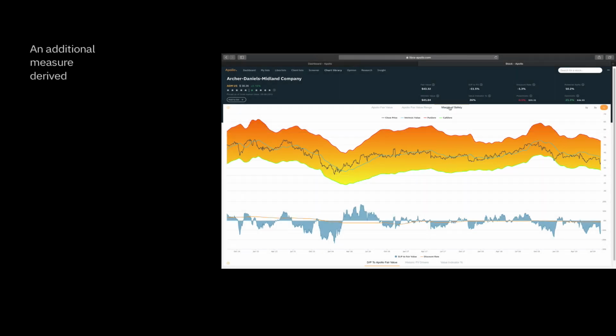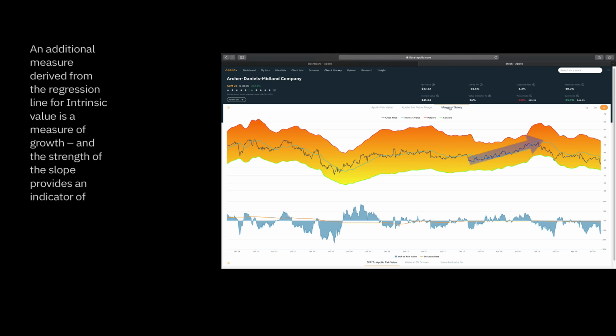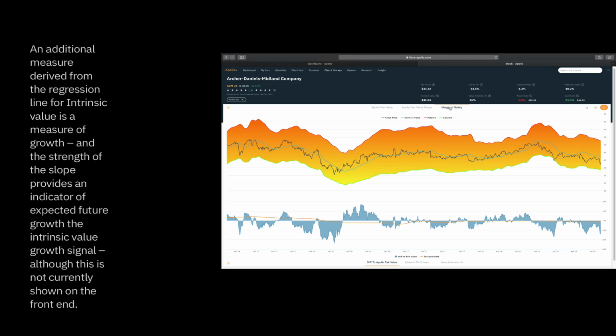An additional measure derived from the regression line for intrinsic value is a measure of growth, and the strength of the slope provides an indicator of expected future growth, the intrinsic value growth signal, although this is not currently shown on the front end.